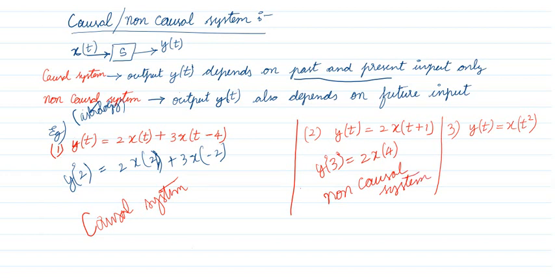Okay. Next, look at this example. Y of t equal to x of t square. Let me put t equal to 2. Y of 2 is equal to x of 2 square, which is x of 4. So for the output at time 2, I need the input at time 4, I need future input. So this is also a non-causal system.